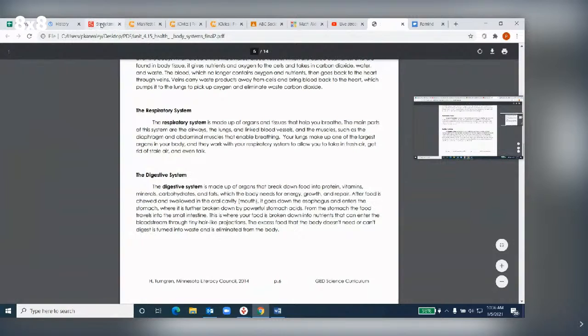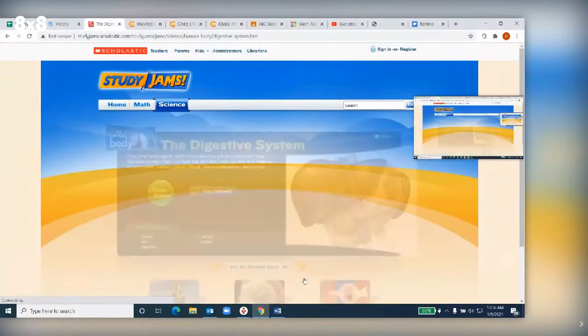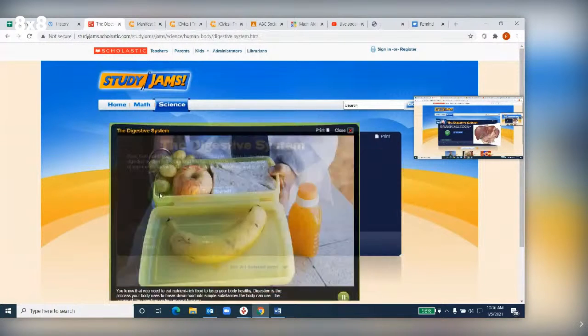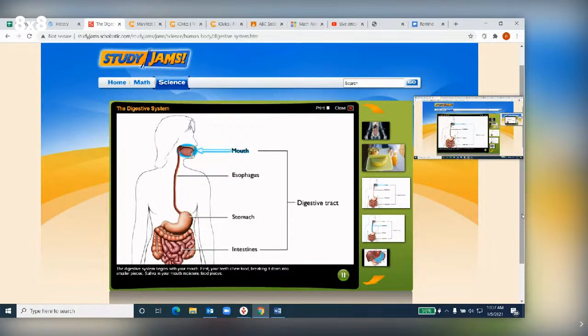So let's take a look at the digestive system now. This is a slideshow too, you guys. We'll start it. Okay. It says that you need to eat nutrient-rich foods to keep your body healthy. Digestion is a process your body uses to break down food into simple substances the body can use. The organs of the digestive system make it happen. So this is kind of a diagram. The food goes in your mouth, goes to the esophagus, then the stomach, then the intestines.